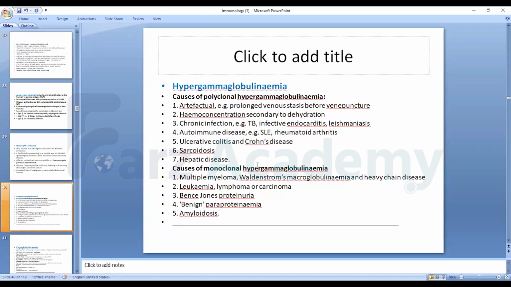So causes of monoclonal hypergammaglobulinemia, these are serious. So multiple myeloma, you will have monoclonal hypergammaglobulinemia. Multiple myeloma is a type of cancer. Also Waldenström macroglobulinemia and heavy chain disease, leukemia, lymphoma, carcinoma, Bence Jones proteinuria, benign paraproteinemia, amyloidosis.